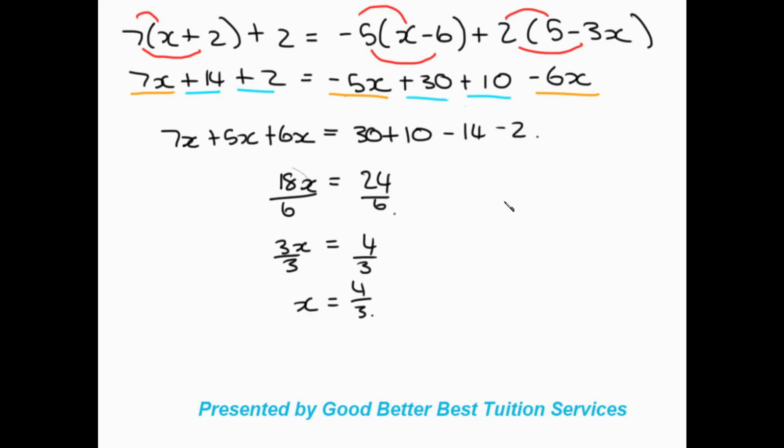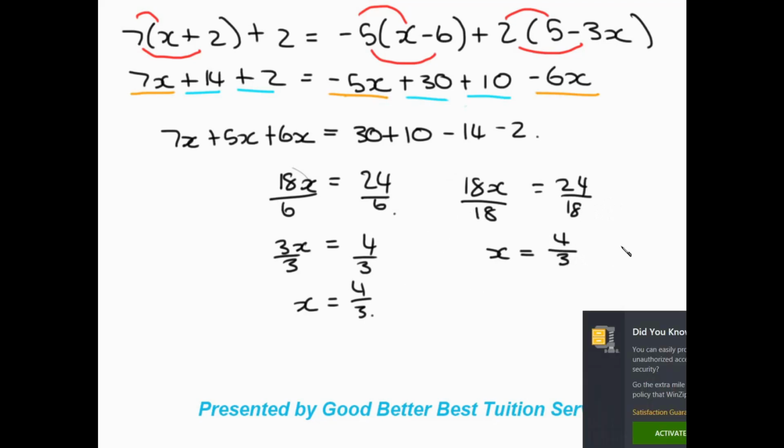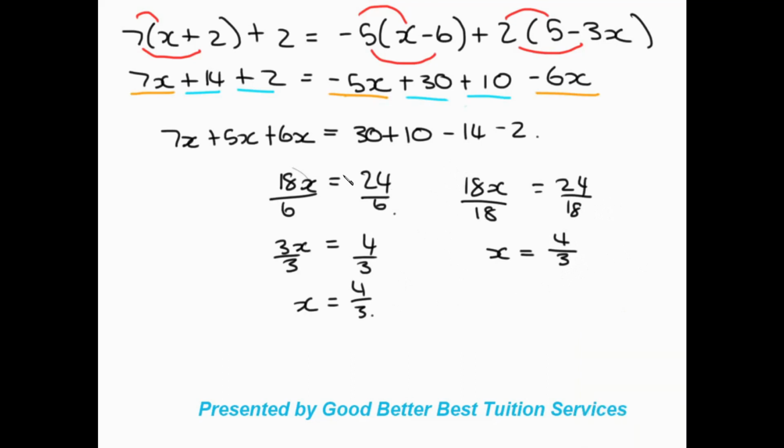I could have divided as well by 18 straight away. So if I divided by 18 straight away, I could have gotten x is equal to 24 over 18, right? Now again, I'm still going to look for the highest common factor, which would be 6. So then I would divide it by 6, get 4 over 3. So same answer, I just took 2 different routes.